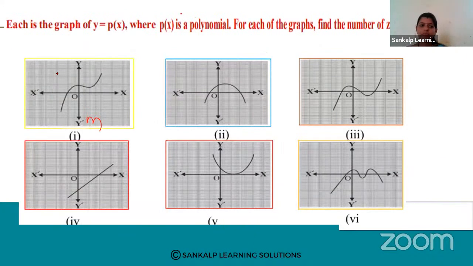Next. This is a very easy question. Each is a graph of y is equal to p of x, where p of x is a polynomial, right? For each of the graphs, find the number of zeros of p of x. Here some graphs are there. We need to find out the number of zeros. So this is the graphical method. Why? Because we are plotting a graph. By the help of graph, we are finding the number of zeros, right?